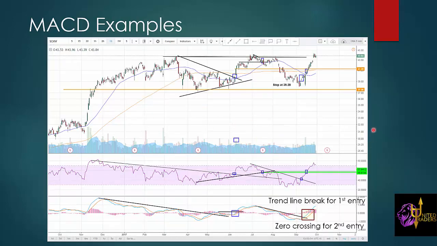Okay, here's another one. So we have a trend line break down here, which later was followed up with a zero crossing. When we have this zero crossing, we also break minor resistance right here, and we move higher. This one may be not as intuitive for the newer traders out there, but we have a few things kind of lining up here. You could have had a first entry at the trend line break, a second entry at the zero crossing right here.